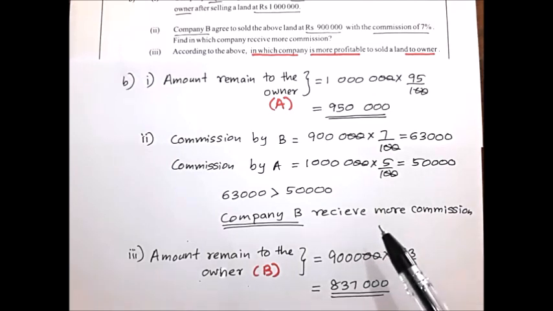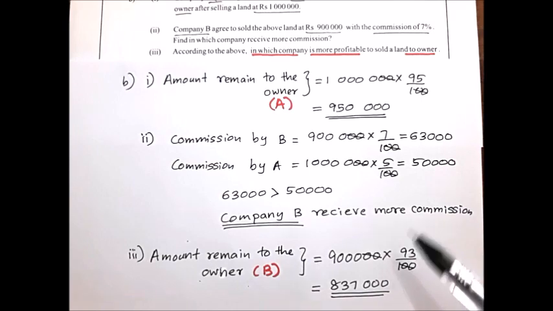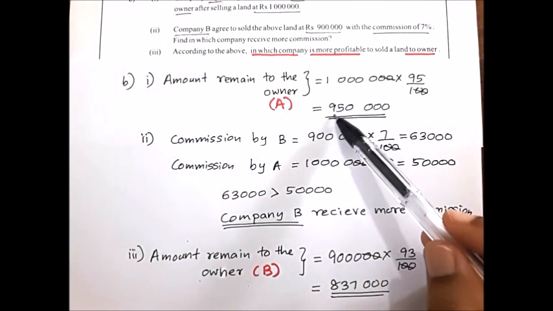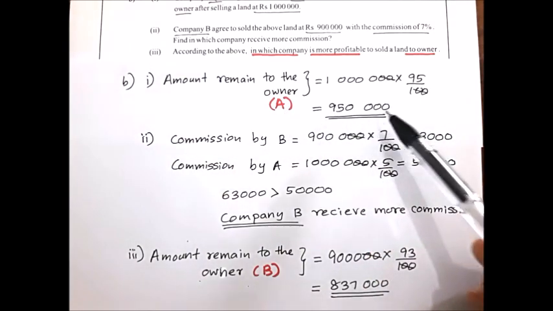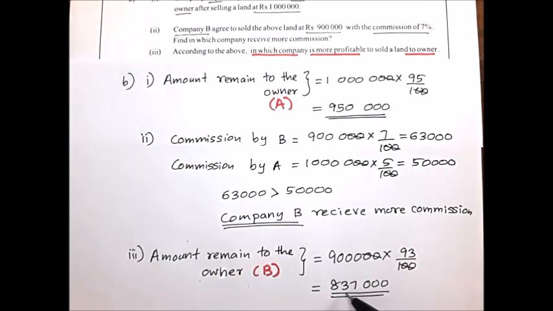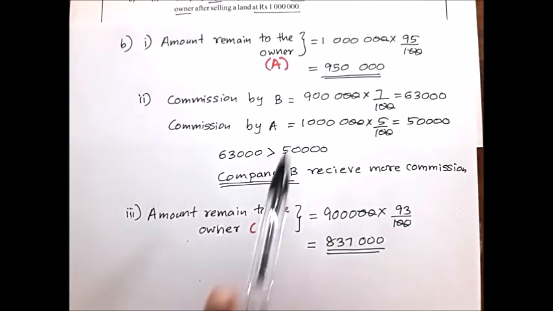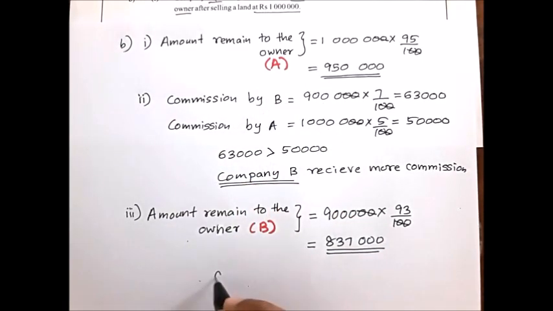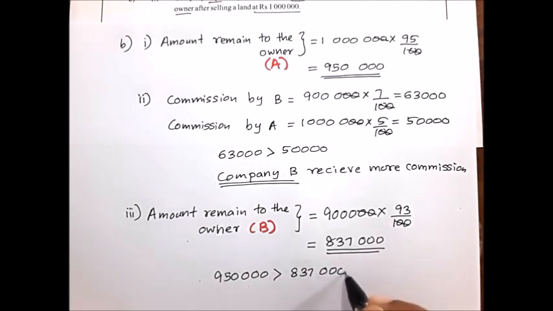Question asks, which company is more profitable to the owner? In company A, owner received 950,000 rupees. In company B, owner received 837,000 rupees. You can see company A is more profitable. 950,000 is greater than 837,000 rupees. So company A is more profitable to the owner.